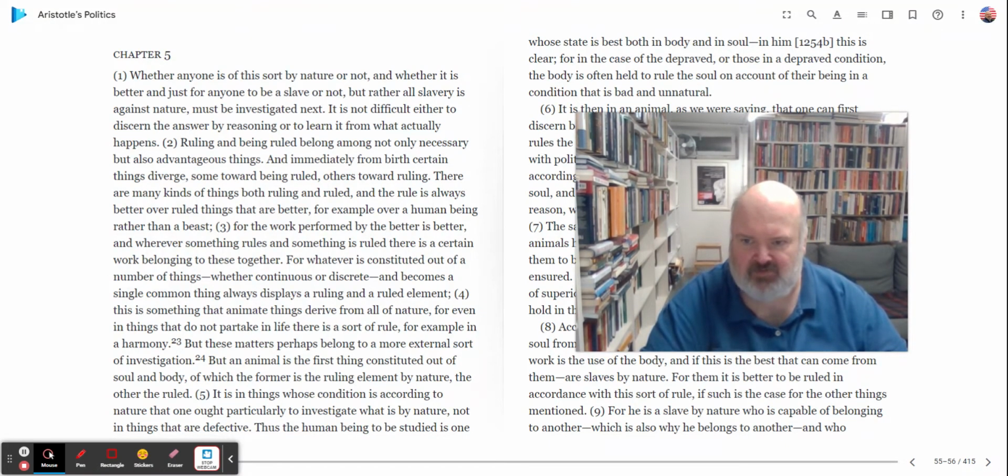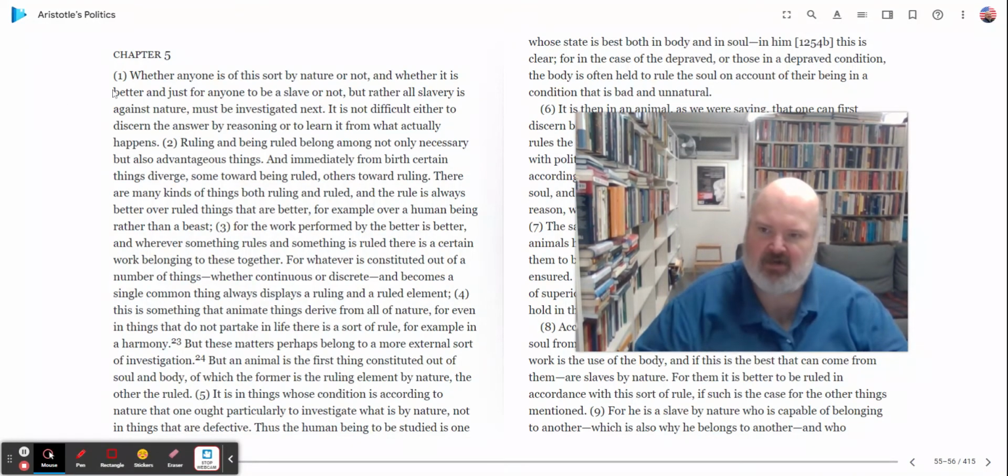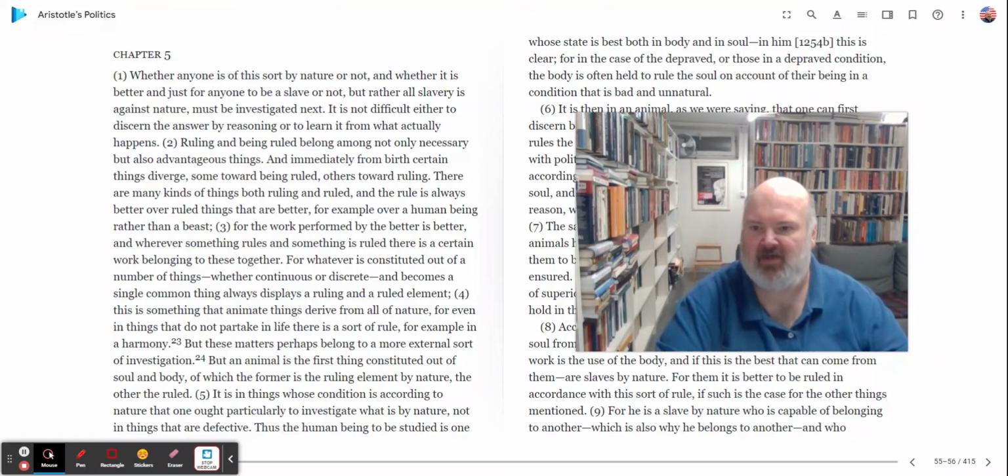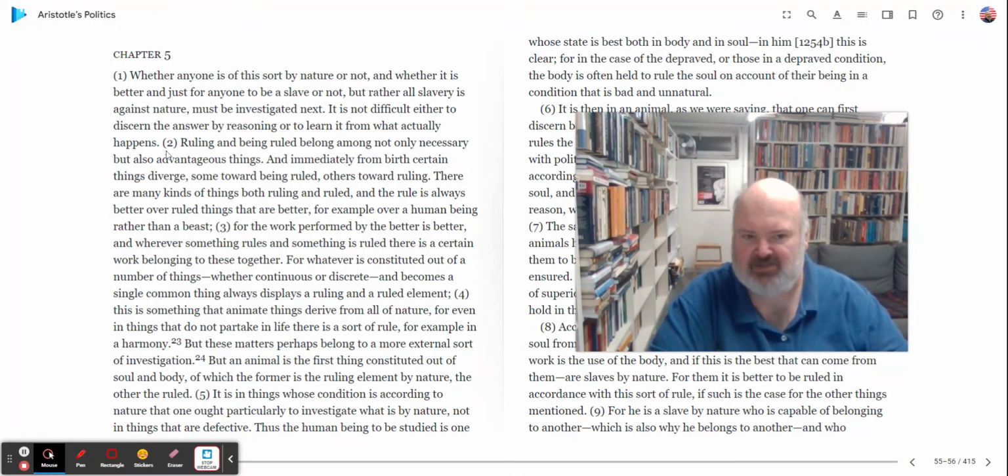Now, this ends the first kind of section. Again, these divisions are not what Aristotle did. They are probably William Moerbeke's editing, part of the manuscript edition, giving the numbers within the chapter.